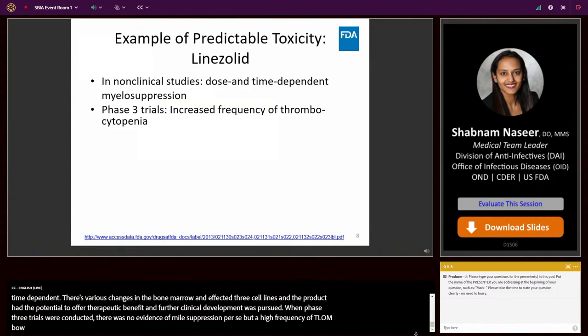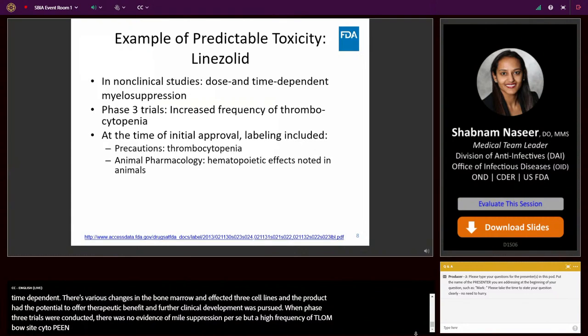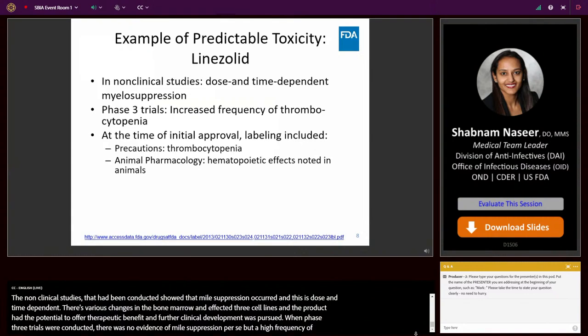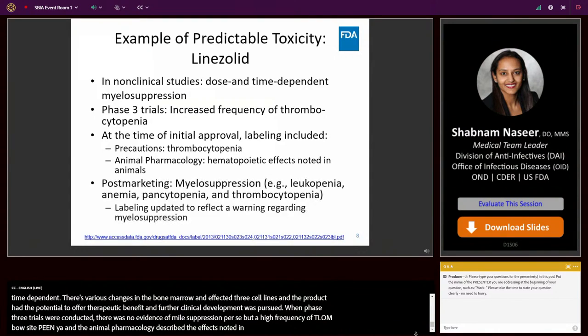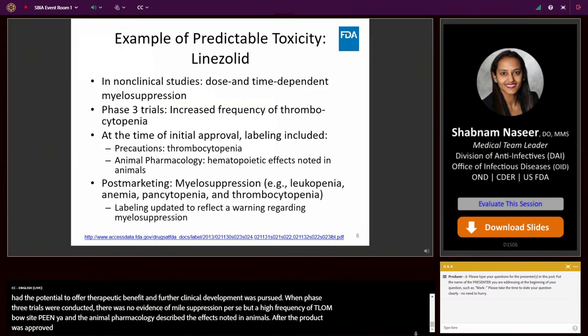At the time the product was approved, the prescribing information included precautions for thrombocytopenia, and the animal pharmacology section described the hematopoietic effects noted in animals. After the product was approved, there were cases of myelosuppression affecting all 3 cell lines that were reported. So then the labeling was updated to include a warning regarding myelosuppression.